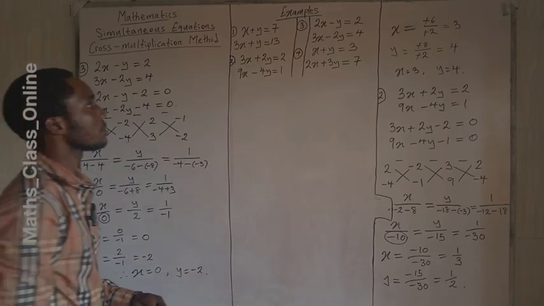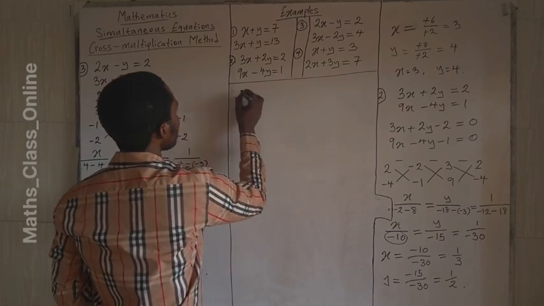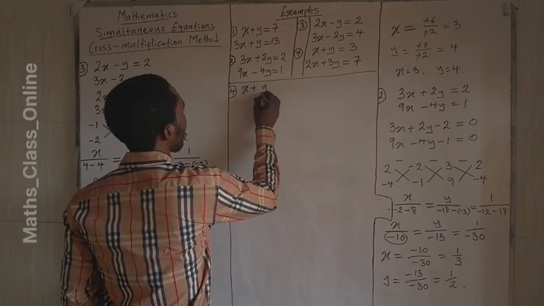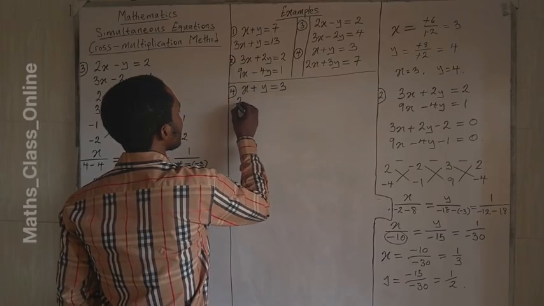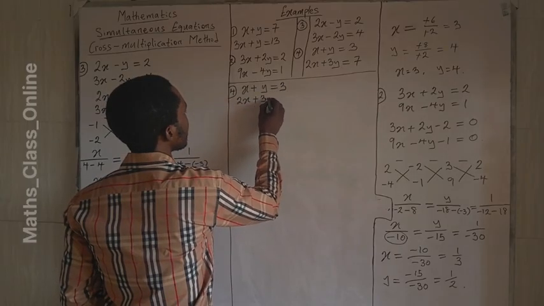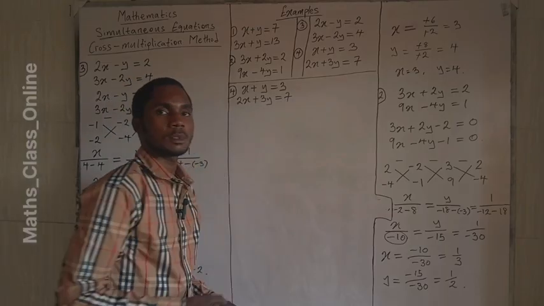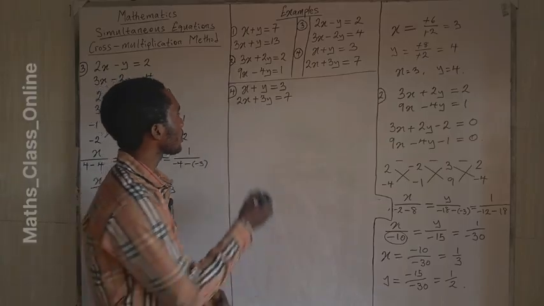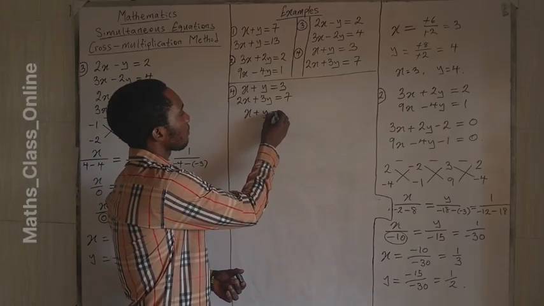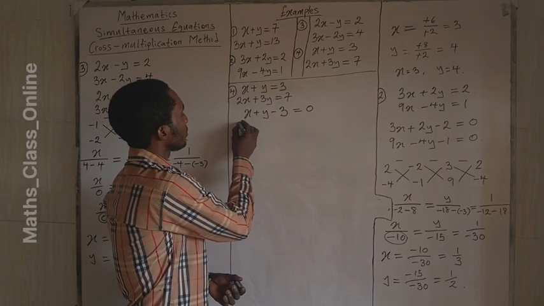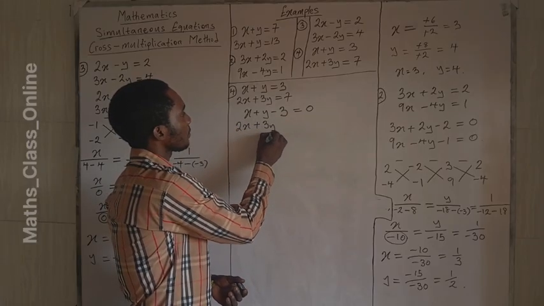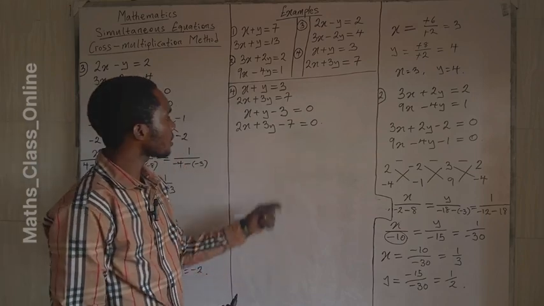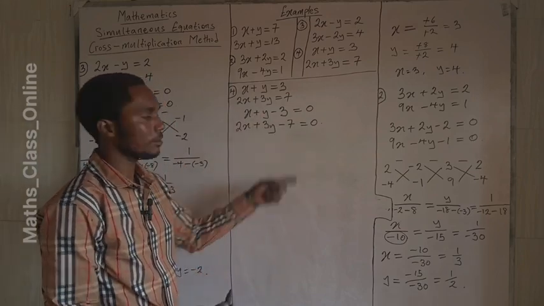And the last example, what are we going to do first? We are going to move the constant to the other side of the equation, and that is x plus y minus 3 equals to 0. 2x plus 3y minus 7 equals to 0. Now the arrangement of the numbers, starting from the coefficient of y.